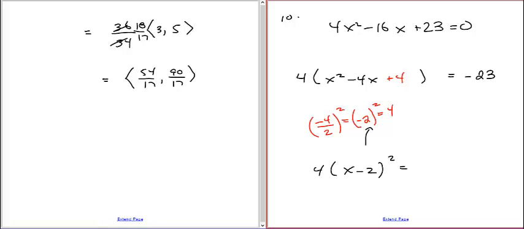Oh, I forgot something, didn't I? So I added 4 inside the parentheses, so I'm adding 16, so I have to add 16. So negative 23 plus 16 is negative 7. And that's the answer I was looking for.